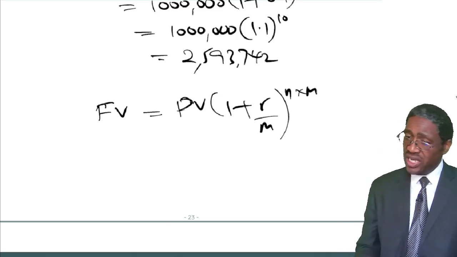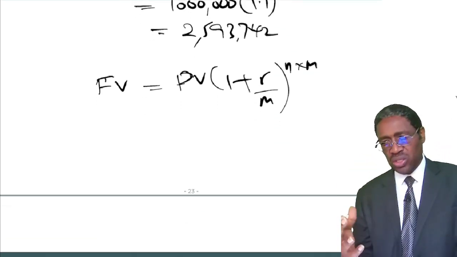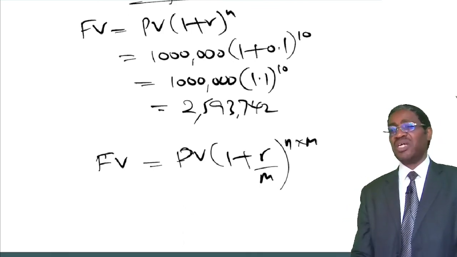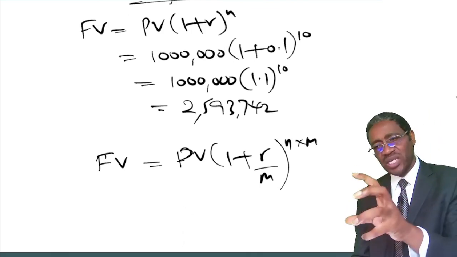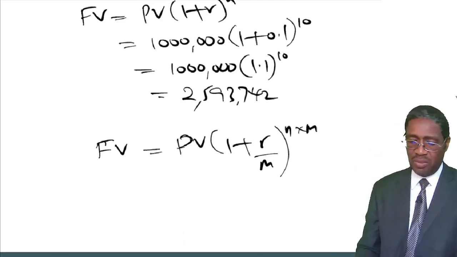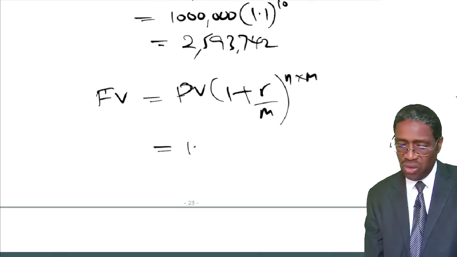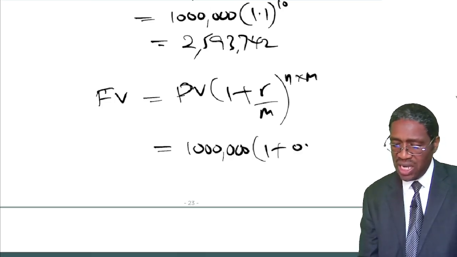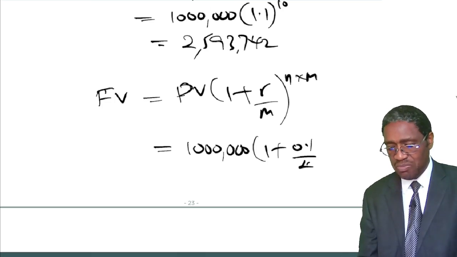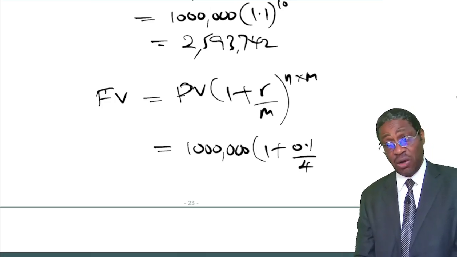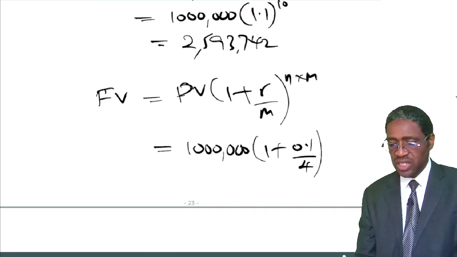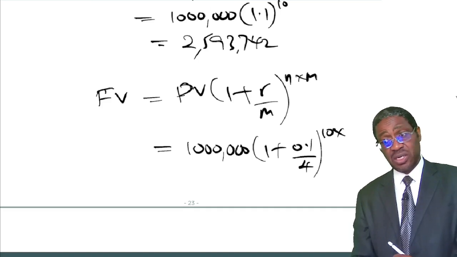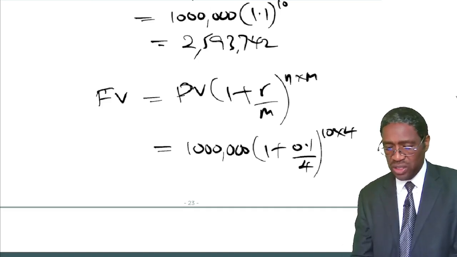Assuming you are told that you are investing the same 1 million, earning 10%, but this time you are compounding quarterly. What will that amount become? It will become 1 million into 1 plus our r, 10%, divided by 4, which is the frequency of compounding. Then we power that by 10, the number of years, multiplied by the frequency of compounding, which is 4.